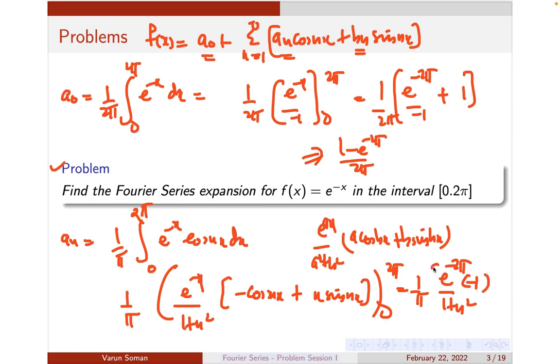limit. Now when you apply the lower limit, it will be minus 0. Okay, so when it is 0, it is 1 by 1 plus n square, so minus 1 by 1 plus n square into again minus cos 0, minus cos 0 is actually minus 1, cos 0 is 1, but it is lower limit, so we will be getting plus 1 there. Okay, and sin 0 is 0, so this is the value. So I think it is 1 minus e raised to minus 2 pi by pi into 1 plus n square. Okay, so please correct me if I am wrong. So it's straightforward substitution of the formulas.